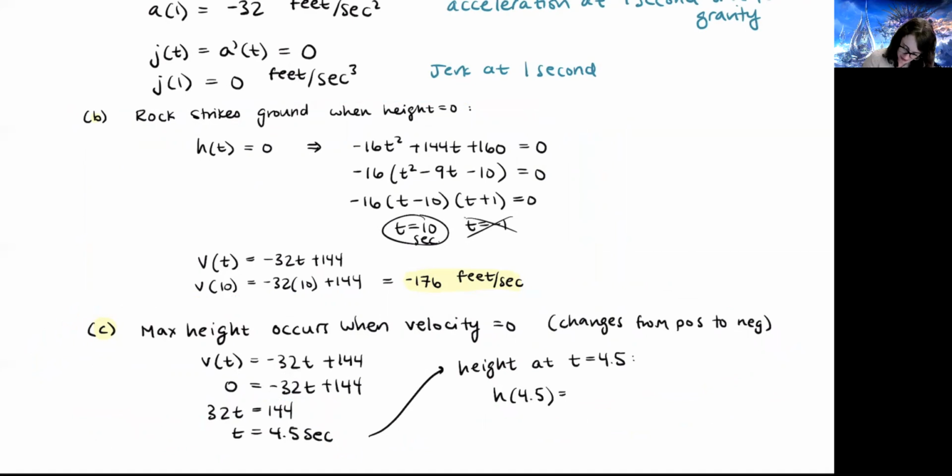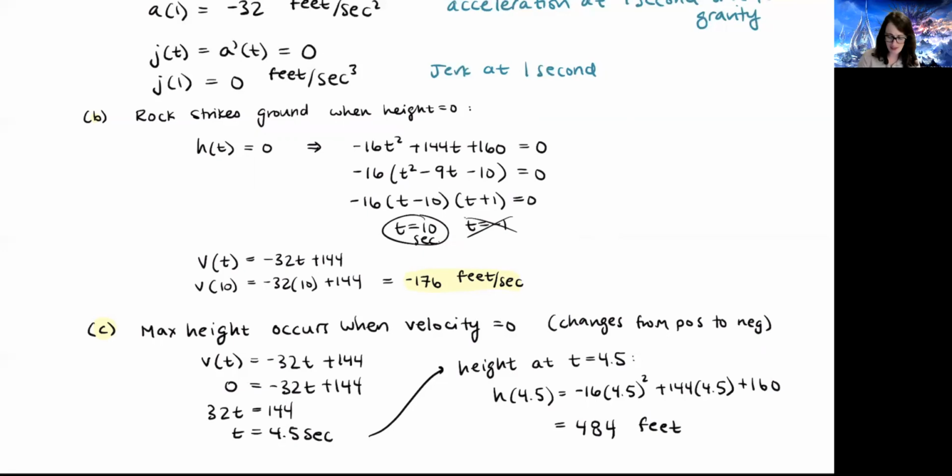We're going to plug 4.5 into the height function. So that's negative 16t squared, so negative 16 times 4.5 squared, plus 144 times 4.5 plus 160. Plug this into your calculator, and double check my calculator work. I do make calculator mistakes. It's so easy to do. I got 484 feet.